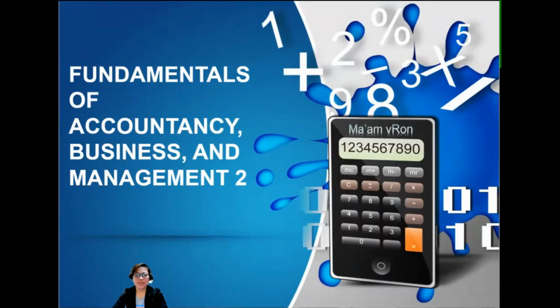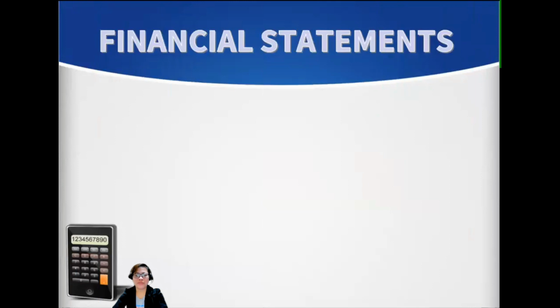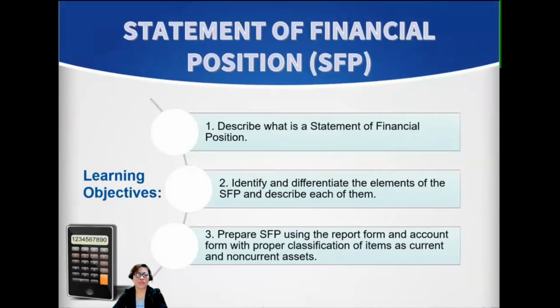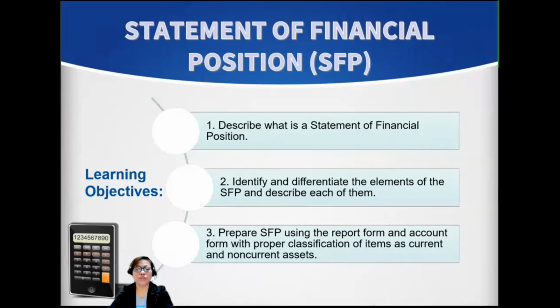Since financial statements will be the sole focus of our FABM 2, today we will start with the statement of financial position. After this lesson, you are expected to describe what a statement of financial position is, identify and differentiate the elements of the SFP and describe each of them, and prepare the SFP using the report form and account form with proper classification of items into current and non-current assets.